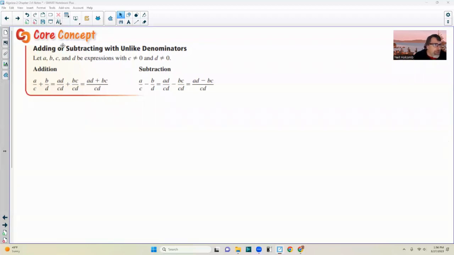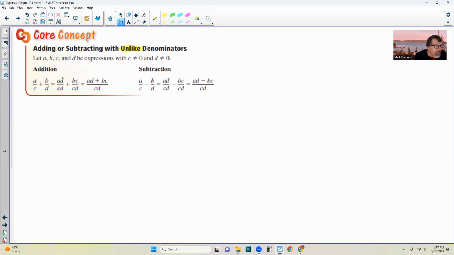Okay, another core concept, adding or subtracting with unlike, they're not like denominators, different denominators. So it says let A, B, C, and D be expressions where C and D cannot equal 0 because they are denominators. Okay, so now it says A over C plus B over D equals A times D over C times D plus B times C over C times D.